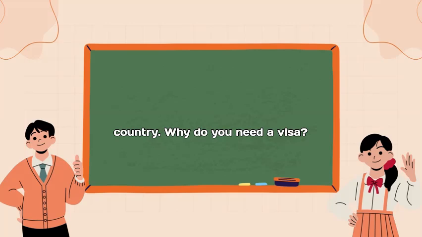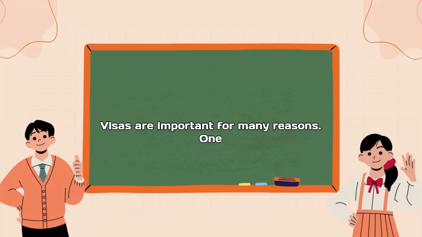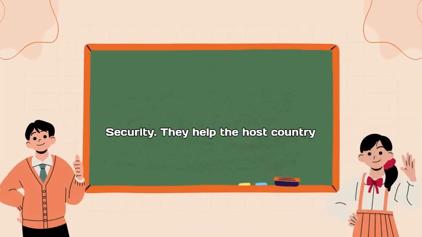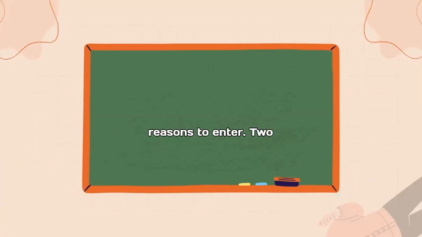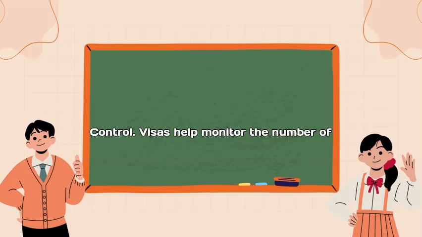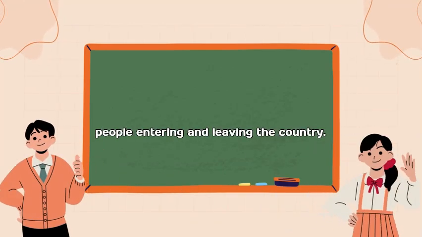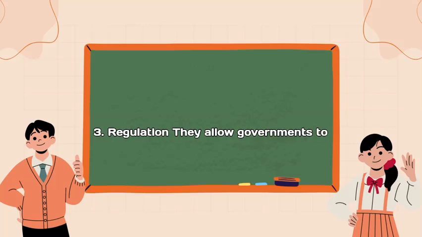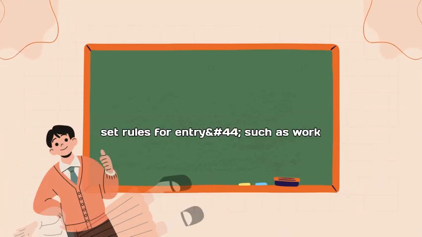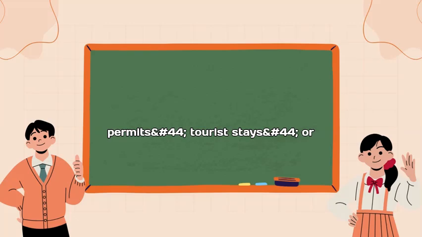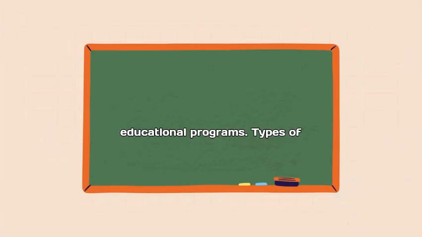Why do you need a visa? Visas are important for many reasons. 1. Security. They help the host country ensure that visitors have legitimate reasons to enter. 2. Control. Visas help monitor the number of people entering and leaving the country. 3. Regulation. They allow governments to set rules for entry, such as work permits, tourist stays, or educational programs.